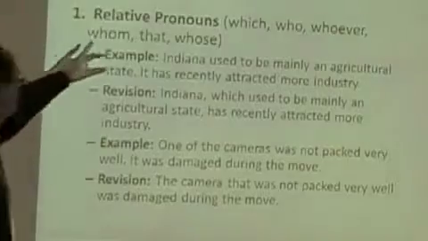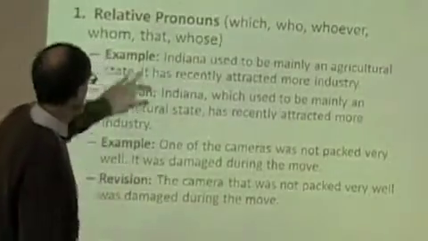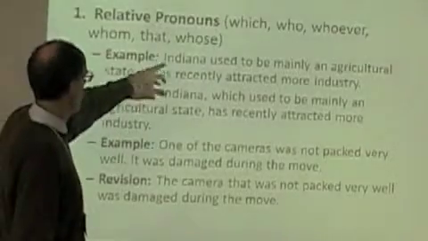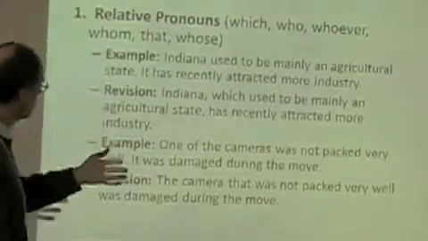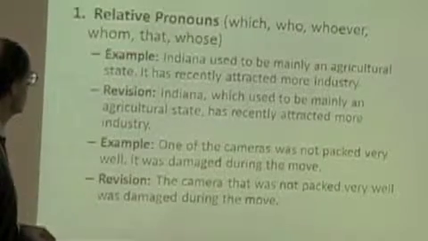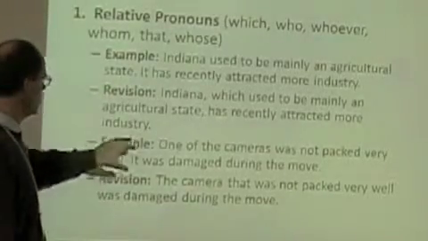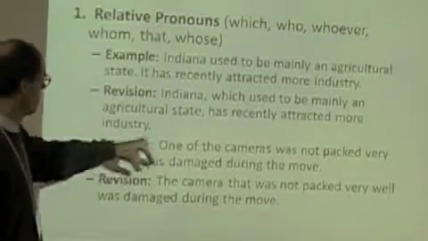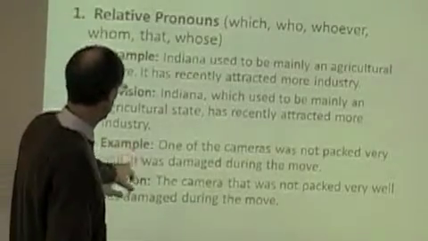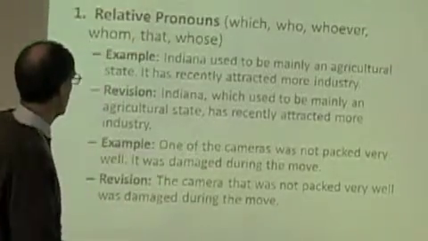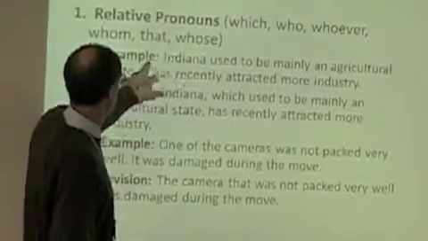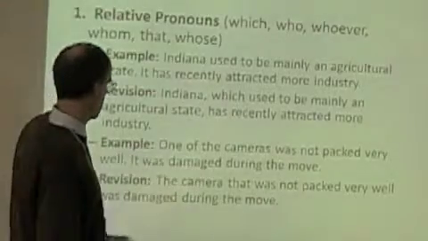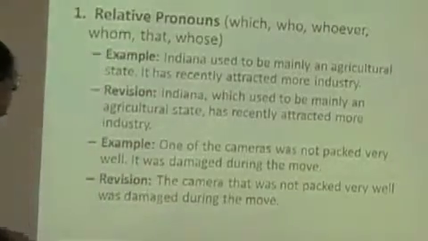So here are the relative pronouns which you can use. The example: Indiana used to be mainly an agricultural state. It has recently attracted more industry. Two short sentences. Indiana, which used to be mainly an agricultural state, has recently attracted more industry. A little bit more attractive writing there. One of the cameras was not packed very well. It was damaged during the move. You can see the pattern here, right? You have it, which refers to the camera, and to get rid of that it, you use one of these relative pronouns. So: the camera that was not packed very well was damaged during the move.